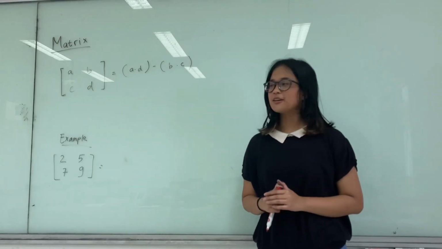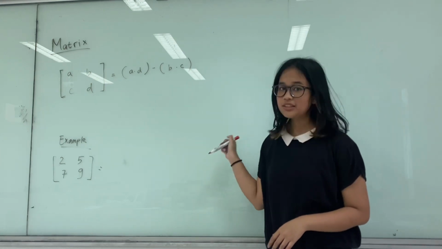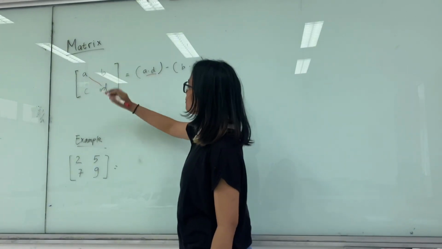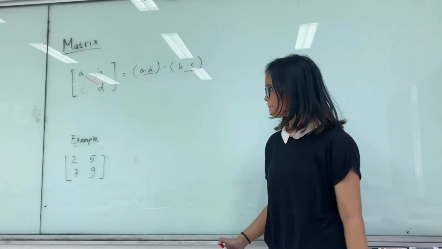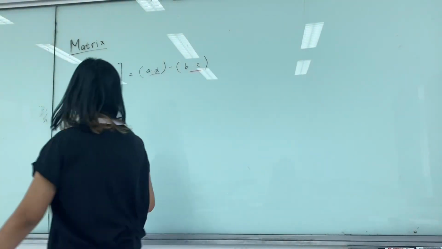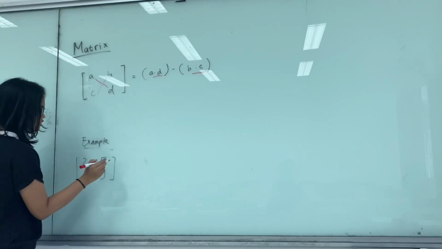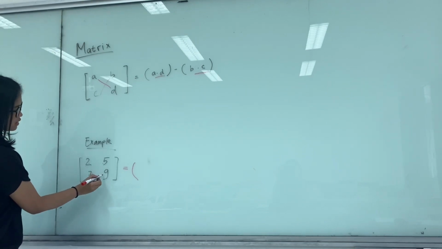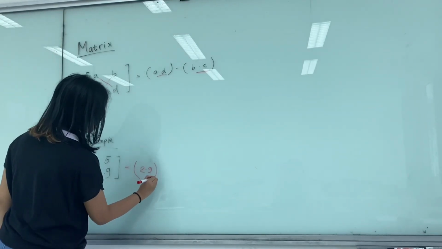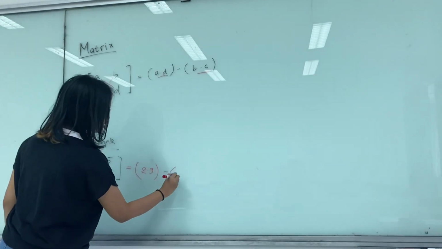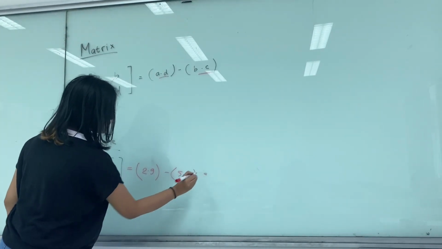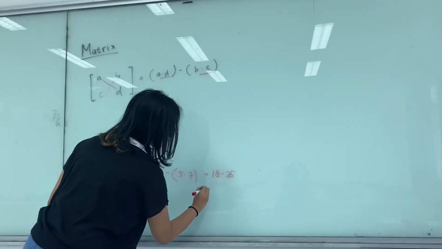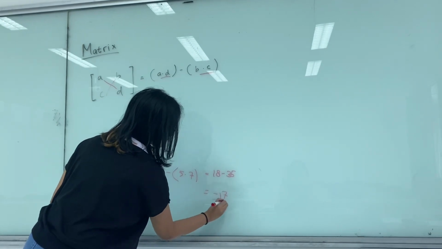Okay, so we're going to talk about the determinant in matrix. The formula is A times D minus B times C. Okay, for example, we have 2, 5, 7, 9 here. So let's find the determinant of it. We use this A times D, so 2 times 9 minus 5 times 7, which means this is 18 minus 35, and the determinant of it is minus 17.